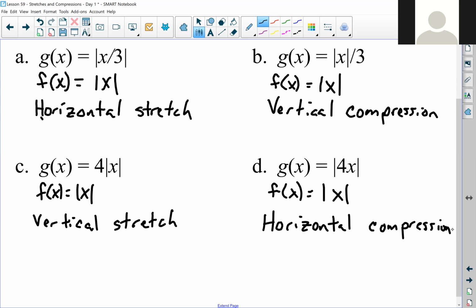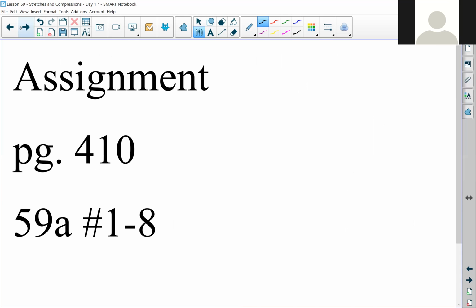So exactly the opposite. If it's outside, it's going to be vertical. If it's a number greater than 1, it's a stretch. If it's inside, it's horizontal. If it's greater than 1, it's a compression. So, just exactly the opposite of each other. And that's all you're going to do for today's assignment.